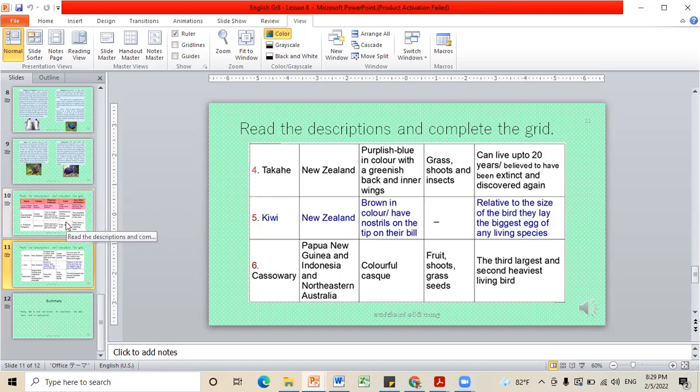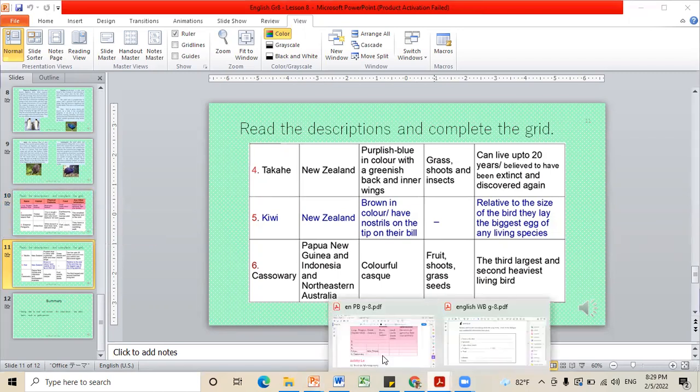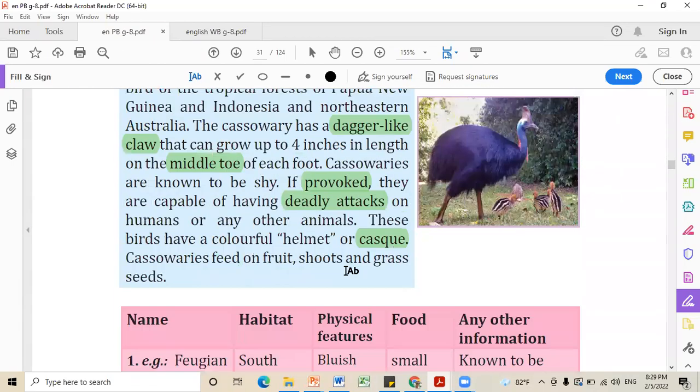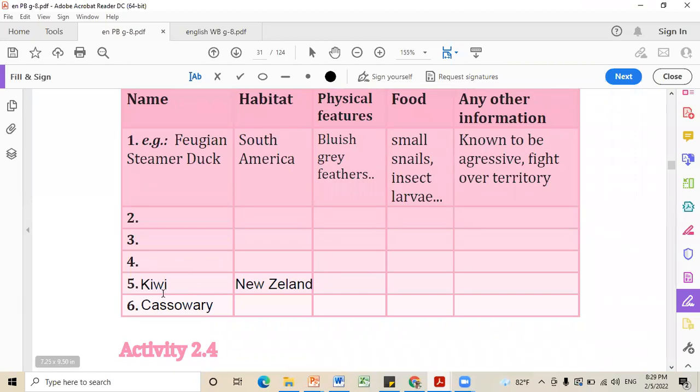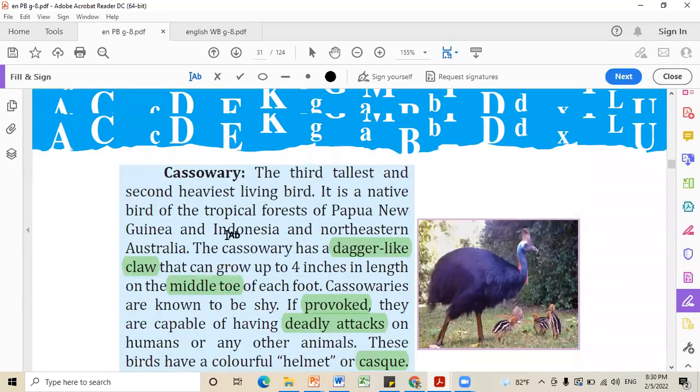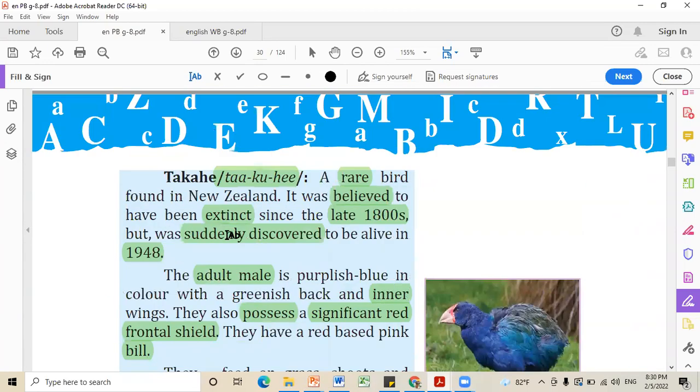So likewise, you should be able to read these paragraphs and find the information, right? So we discussed only the answers for the last two, but we have already read the first four. So these 2, 3, and 4, these lines, I think you can complete by yourself, right?